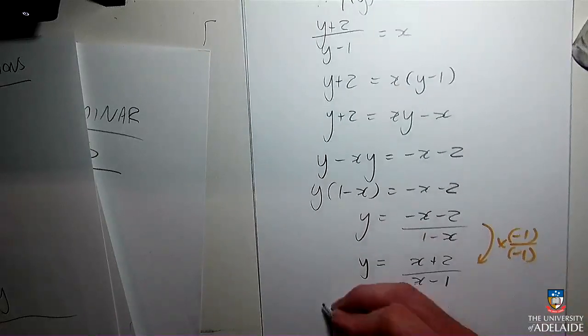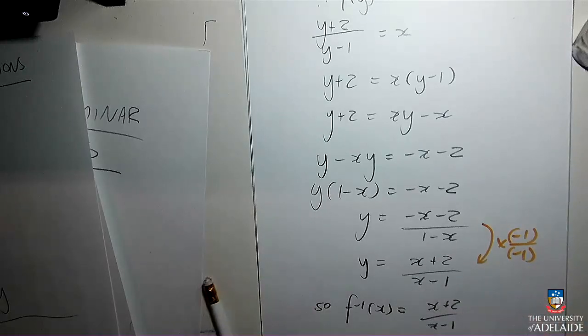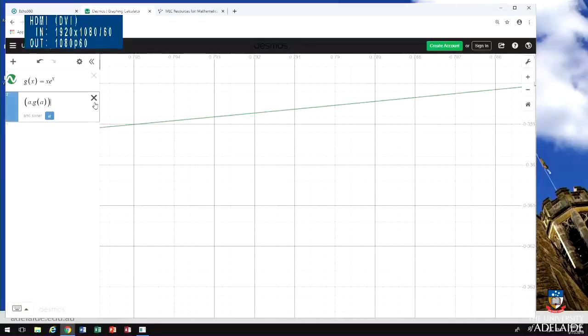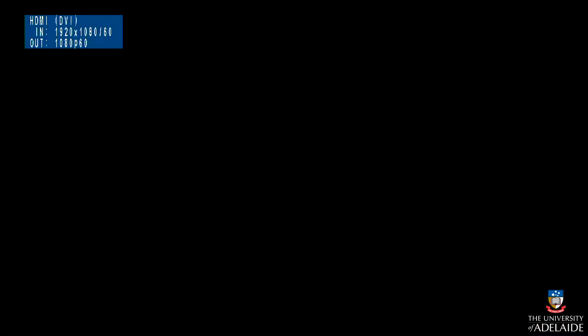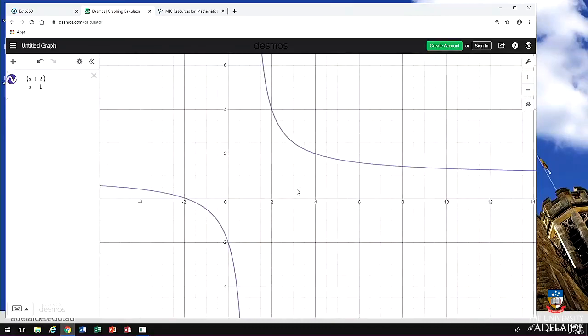Beautiful. So f inverse of x, because that's what y is, is x plus 2 over x minus 1, which is the same function I started with, which almost never happens. But anyway. I really want to draw it now, just a second. What was my function? x plus 2 over x minus 1. Oh, I'm zoomed in a lot, aren't I? So that's where it is.